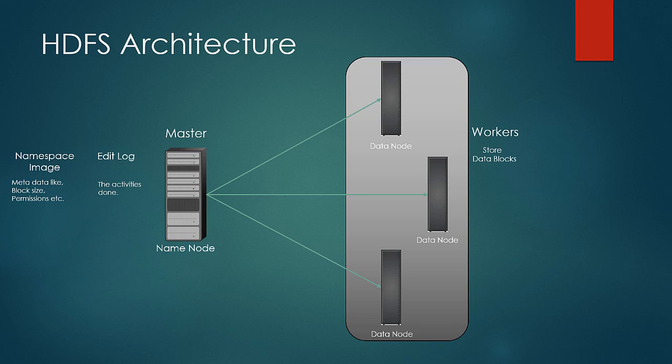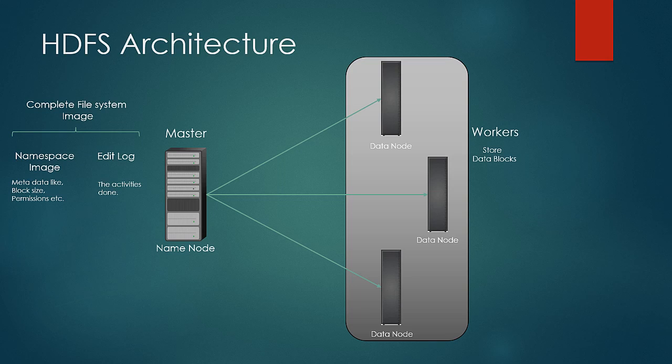Edit logs just keep on piling up and grow as the activity on HDFS keeps on happening. So out of the two, edit log is the one which keeps on growing at a faster pace. These two combined form the complete file system image, giving details of all the files and blocks on HDFS.